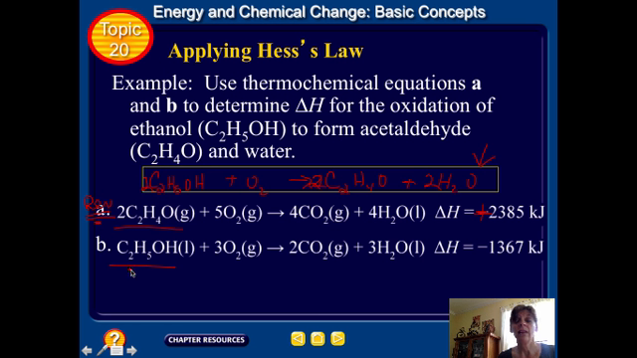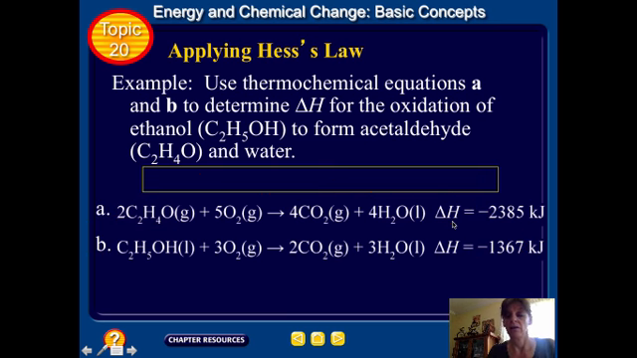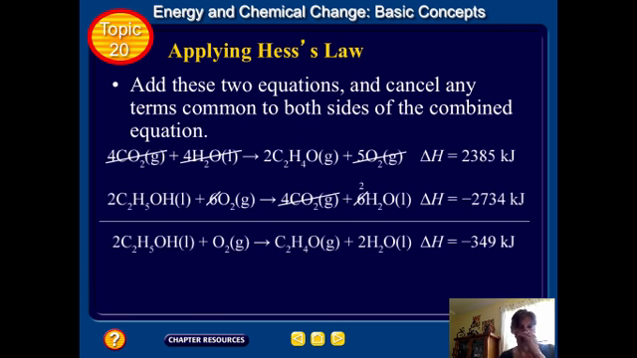The ethanol, however, is going in the right direction, but I need 2 of them. So for this one, I'm going to have to multiply it by 2, and therefore I'd get double the heat. I'd have to multiply the value by heat. So here's what it looks like when you add them together. So here's the acetaldehyde reversed. Notice the heat is positive now. The ethanol has been doubled, and we have double the energy.